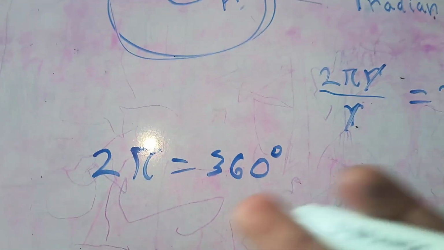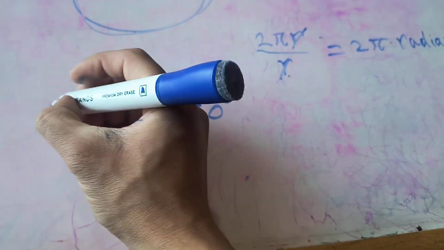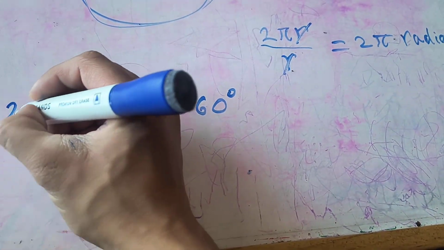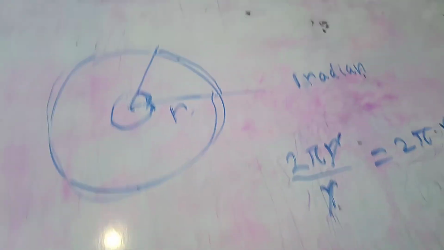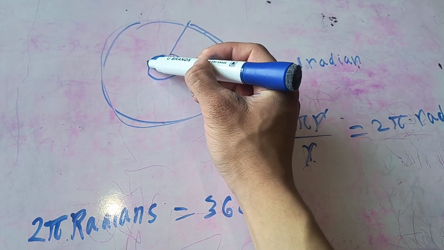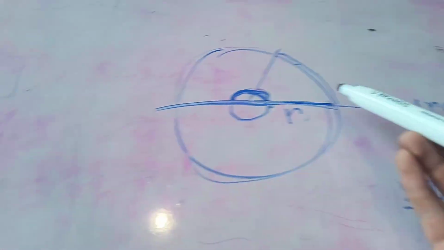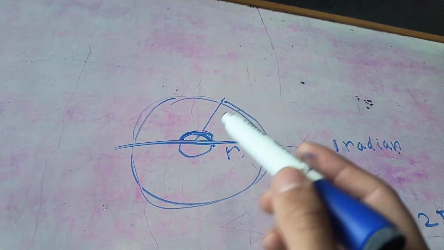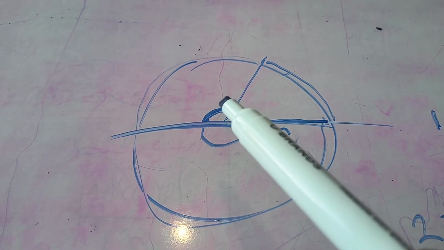So 2 pi radians is equal to 360 degrees. Okay, well, what about 180 degrees? What if I go from here to here? Half. I go in a straight line across it. What about that angle? Well, you could take the circumference and divide that by 2, and you would have half of the circle circumference, and that'd be pi r.